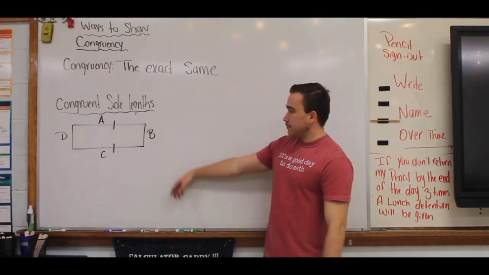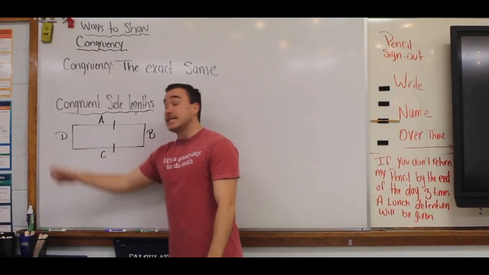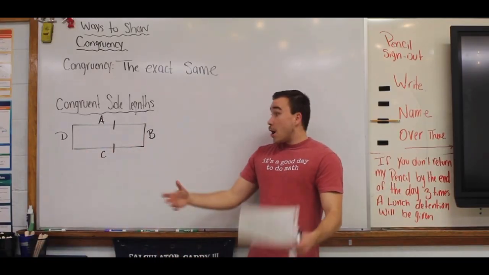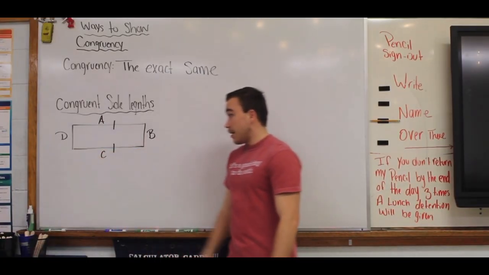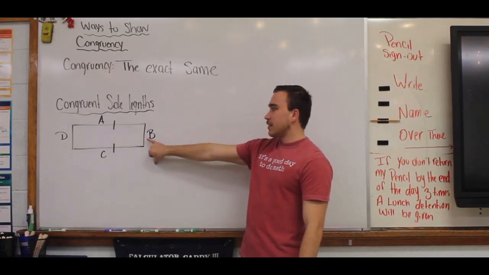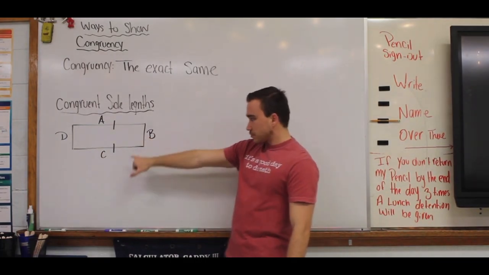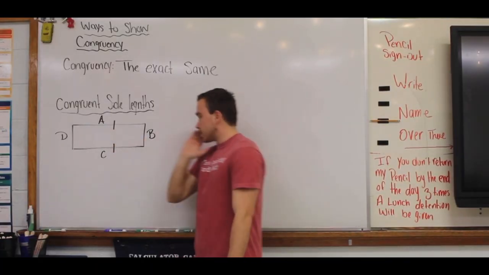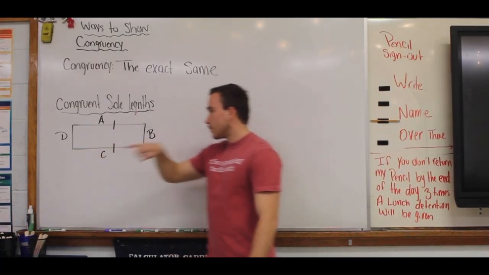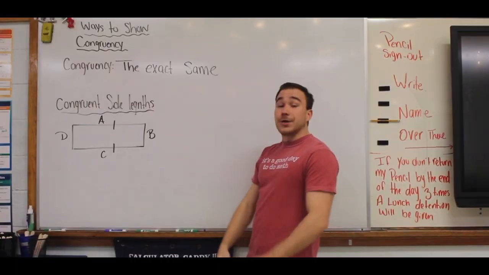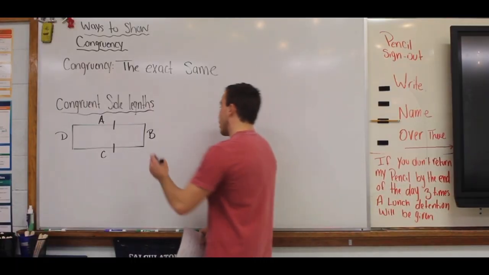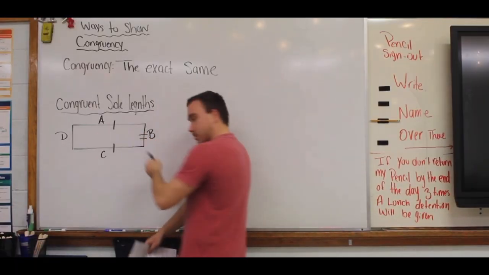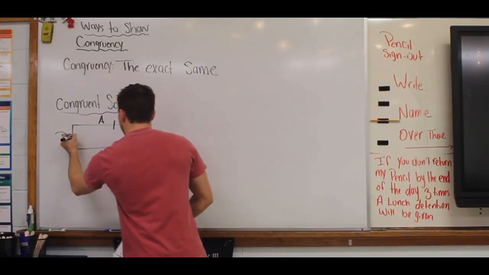Alright? Now, we have sides B and D left, and we know they are both the same length. But if we put one hash mark, that can't be good, because side A and side C are different from sides B and D. So we've got to use a different amount of hash marks. Instead of one hash, let's use two hashes.